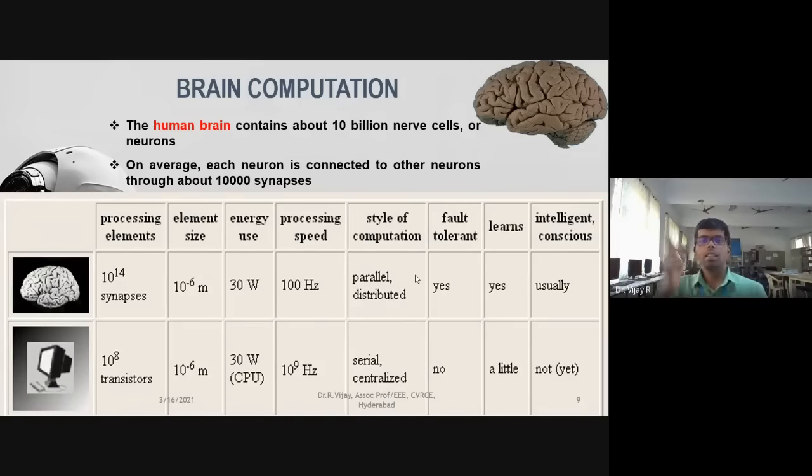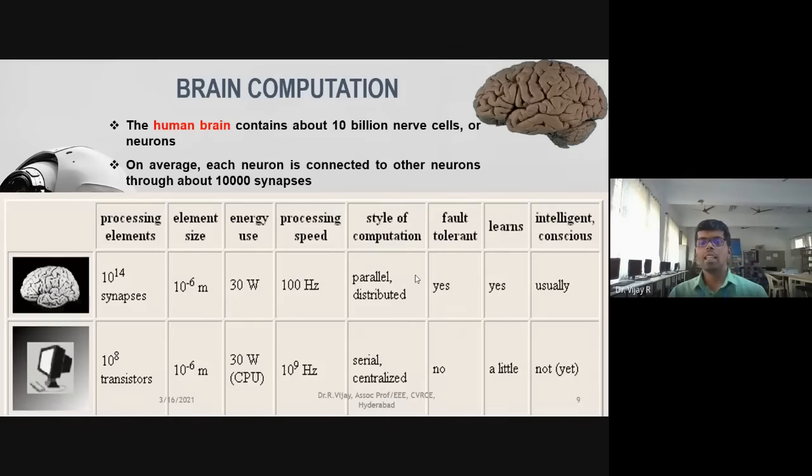Even while you're watching TV, you're enjoying and tasting your food, you're listening to the music, and you're listening to what others are speaking. Everything your human brain does. And you also imagine you're on some holiday, how it will be. So everything the human brain is doing is multitasking, that is called parallel and distributed. Here, if you see, it is serial and centralized processing.